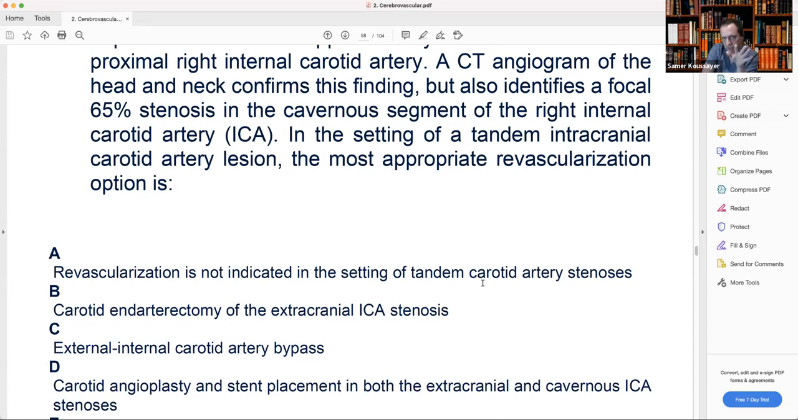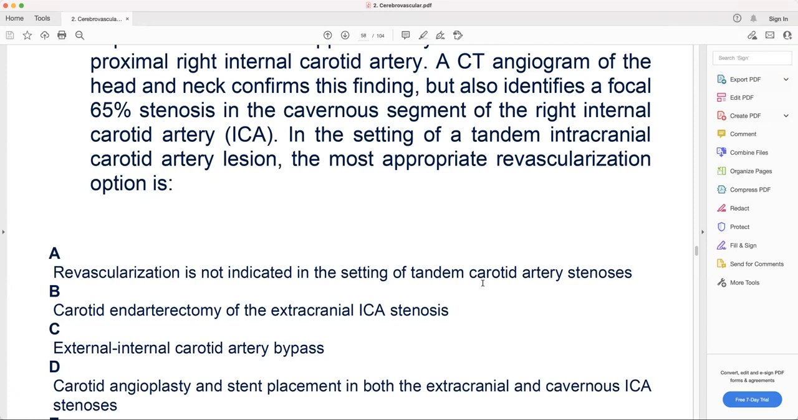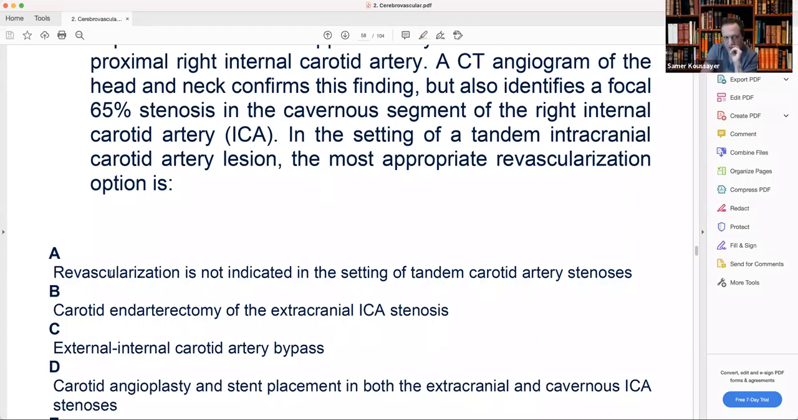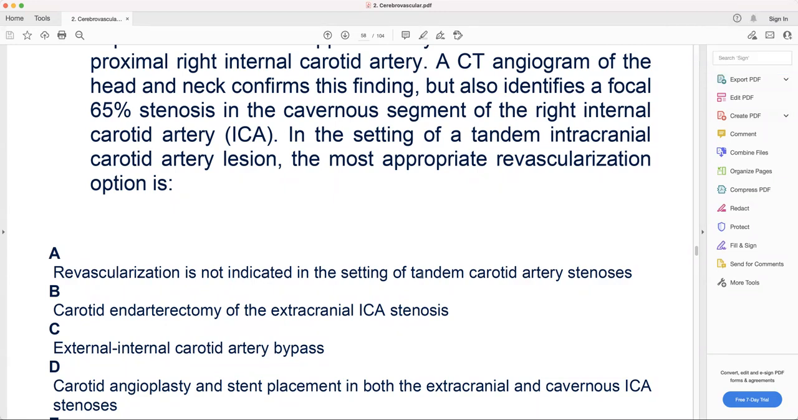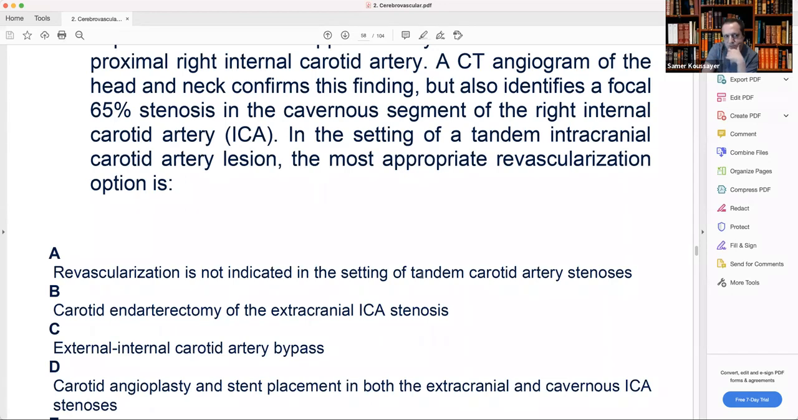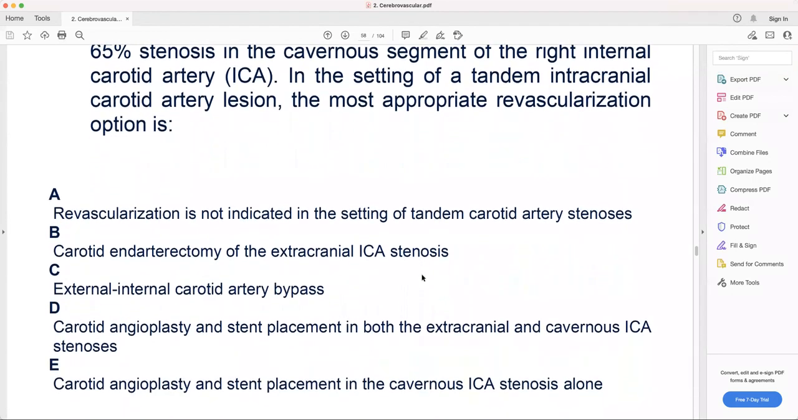So you're going to leave this patient alone? No. He needs carotid endarterectomy. So this is wrong. Revascularization is not indicated in the setting of tandem. This is wrong. No. We still do revascularization of the internal if it is stenotic enough, more than 50%. Yes. Okay. So this is wrong.